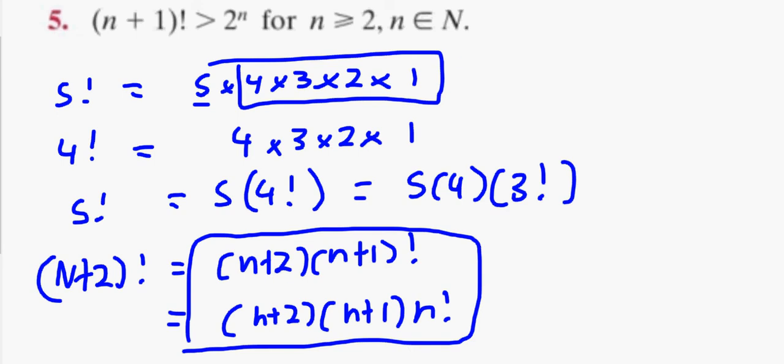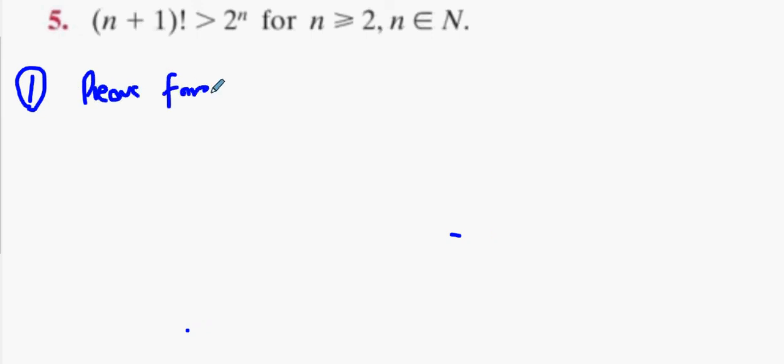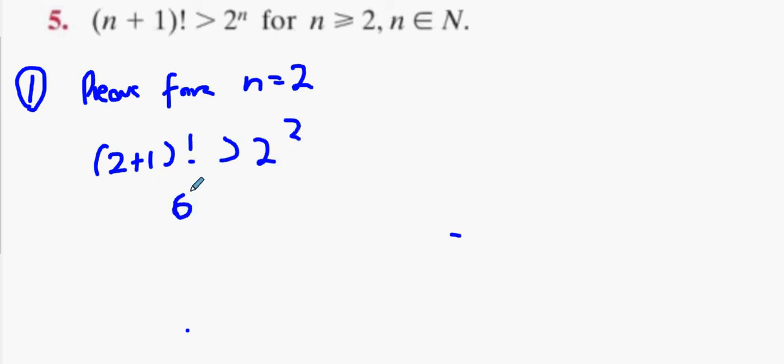Now, we're going to do the usual. Prove for n equals 1. Alright, this should be easy. (1 plus 1) factorial greater than, oh sorry, I'm wrong. I was just looking at that going, that doesn't work. So n equals 2, right? So (2 plus 1) factorial greater than 2 to the power 2. 3 factorial is 6. 6 greater than 4. True for n equals 2.